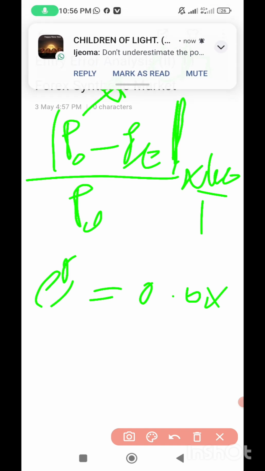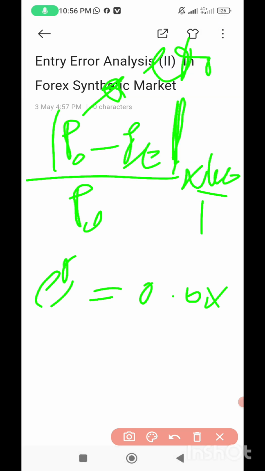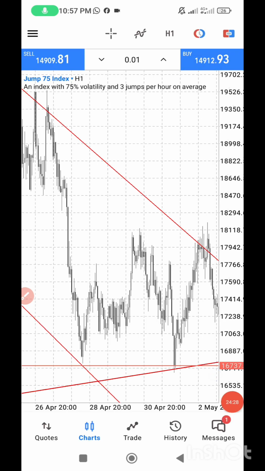Right now the video is taking time. This is a 24 minute video. We're already 24 minutes in, but I'm going to make sure we don't exceed 30 minutes. I make it long so that you get the gist of what this is all about. And right now we are going to MT5 to apply this, and you will see how this is going to work for you. It's Jump 75 Index in the 1 hour time frame.